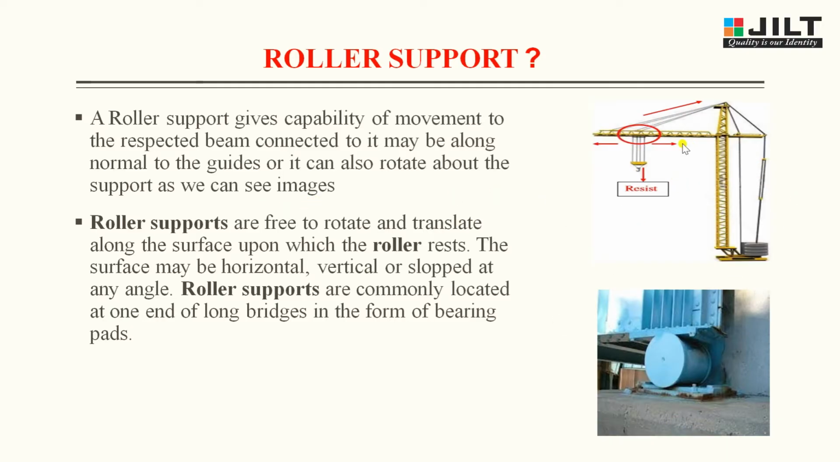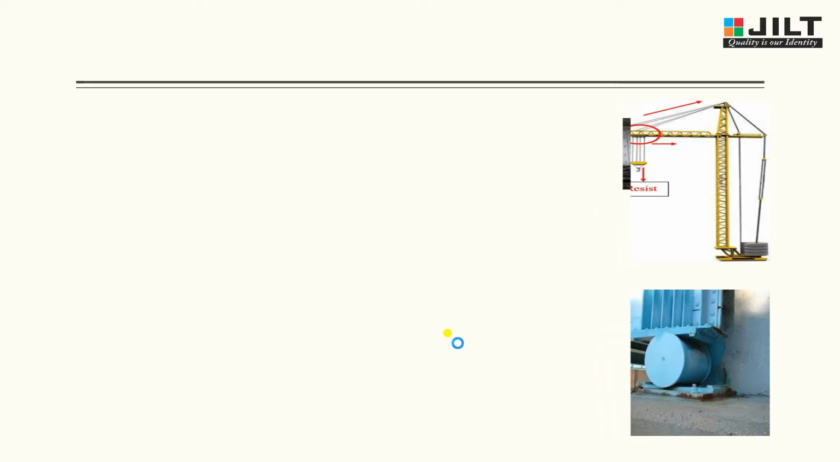This is a roller support, and this is also a live image of a roller support. Roller supports are free to rotate and translate along the surface upon which the roller rests. The surface may be horizontal, vertical or sloped at any angle. Roller supports are commonly located at one end of long bridges in the form of bearing pads.